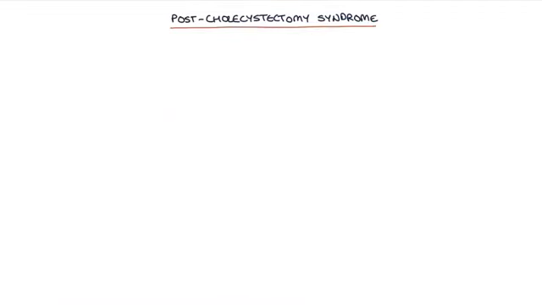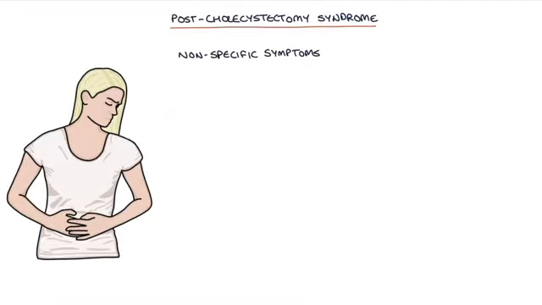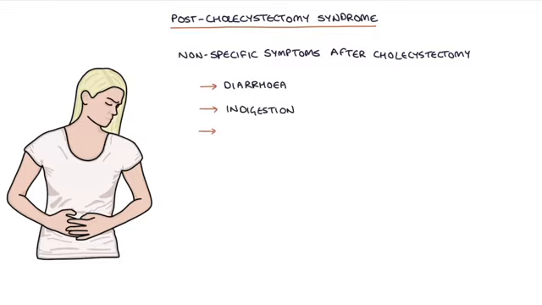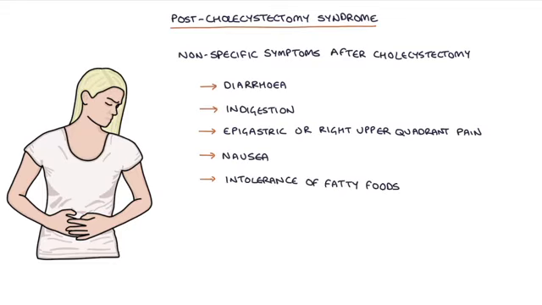Post-cholecystectomy syndrome involves a group of non-specific symptoms that can occur after a cholecystectomy. These symptoms may be caused by changes in the flow of bile after the removal of the gallbladder. Symptoms often improve with time, and these symptoms include diarrhea, indigestion, epigastric or right upper quadrant pain and discomfort, nausea, intolerance of fatty foods, and flatulence.